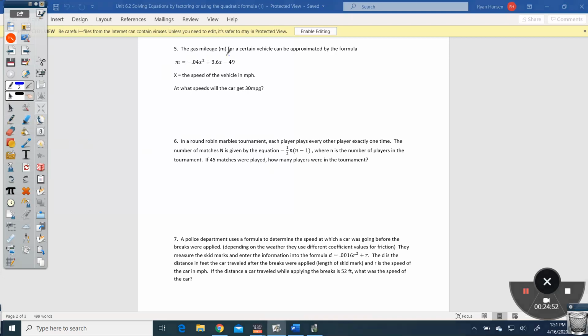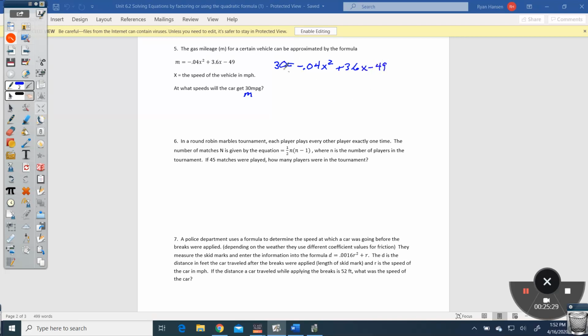Okay, so it says the gas mileage M for a certain vehicle can be approximated by the formula m equals negative 0.04x squared plus 3.6x minus 49, where x equals the speed of the vehicle in miles per hour. At what speeds will this car get 30 miles per gallon? So this is the m, the gas mileage. So it's saying if I plug 30 in for m, how fast, because that's what x represents, the speed, how fast does this car need to be going to get 30 miles to the gallon?